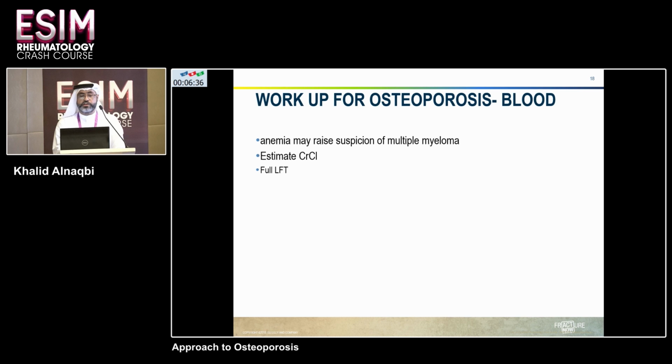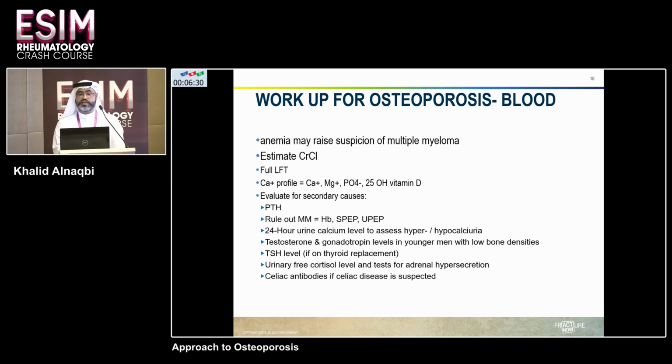Estimate creatinine clearance, do full LFT, calcium profile, including calcium, magnesium, phosphorus, 25-hydroxy vitamin D, and evaluate for secondary causes. Obviously, you will take some history, but you need to also evaluate PTH. I do PTH, and sometimes I discover undiagnosed hyperparathyroidism. Be careful, history is not reliable all the time. Again, you rule out multiple myeloma with hemoglobin, serum protein electrophoresis, urine protein electrophoresis, and 24-hour urine collection for calcium level to assess hyper- or hypocalciuria is a consideration.